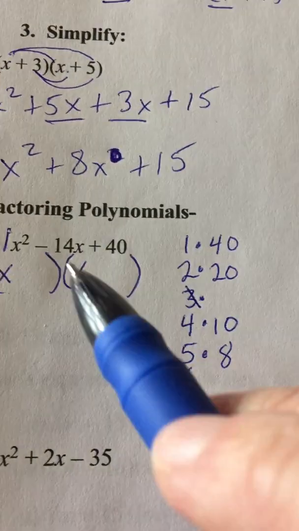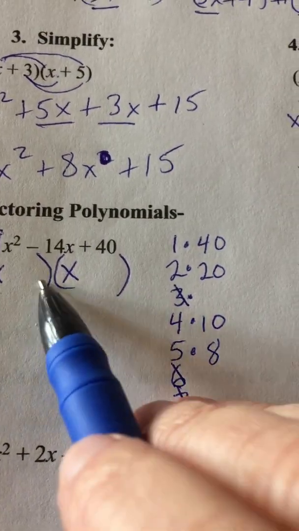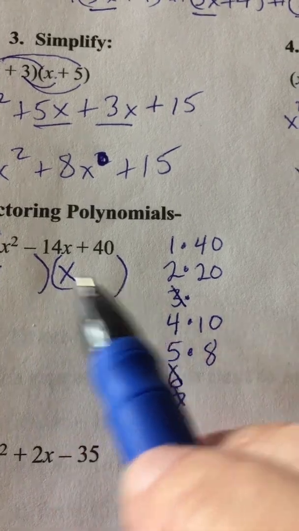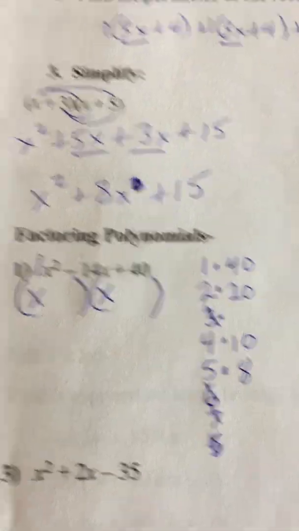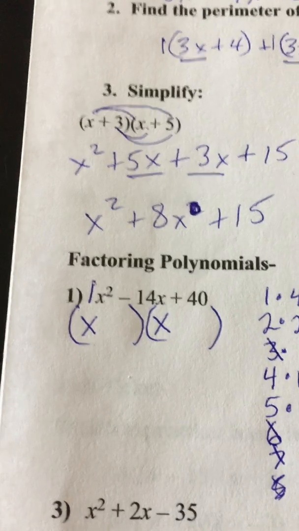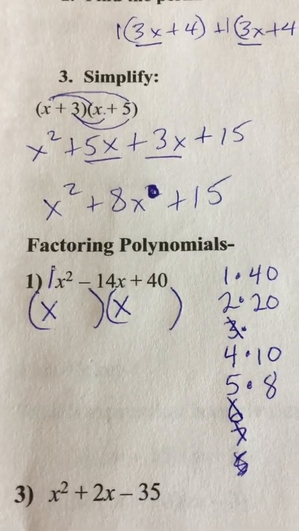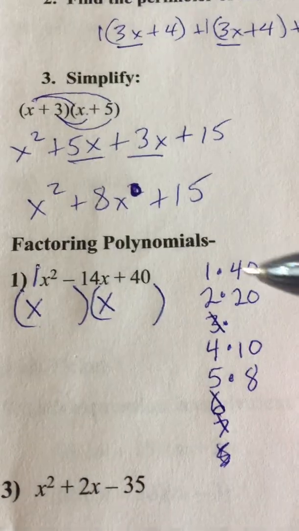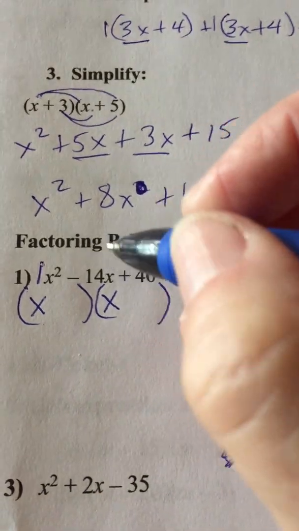So these are my choices. These two numbers are either 1 and a 40, or 2 and a 20, or 4 and a 10, or 5 and an 8. Rather than having to go through and check each one and see which one works, there's a better way to figure out what the middle number is, or to figure out which pair to use. To figure out which pair to use, you look at the middle number.